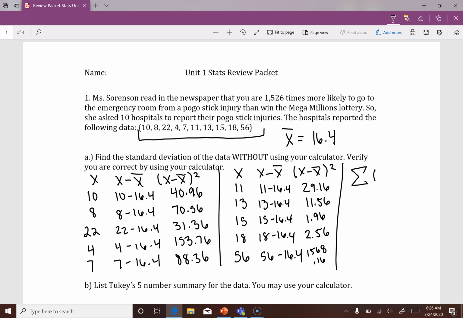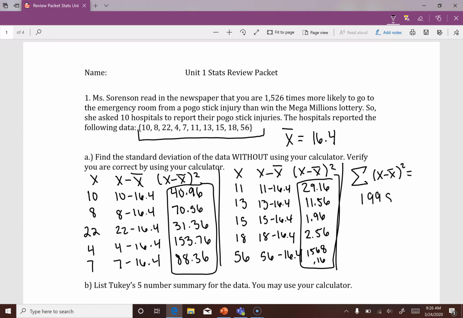the values of my X minus X bar quantity squared. So I'm going to go ahead and I'm going to add all of these values here. Oh, I can't figure that out. That's all right. So I'm going to add up all these values here and all these values here. And that gives me an answer of 1998.4.